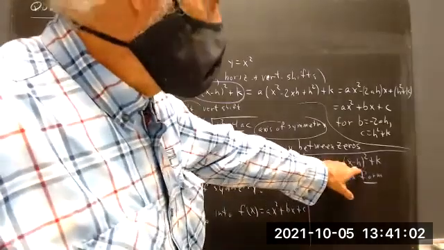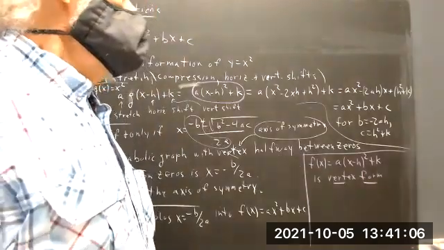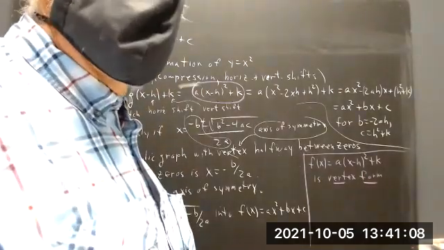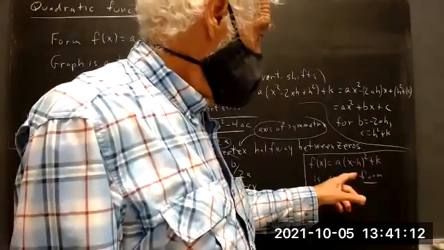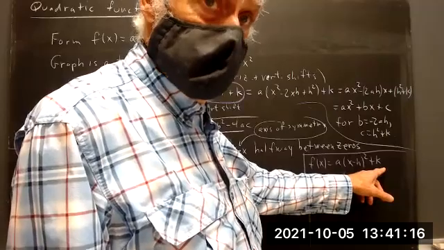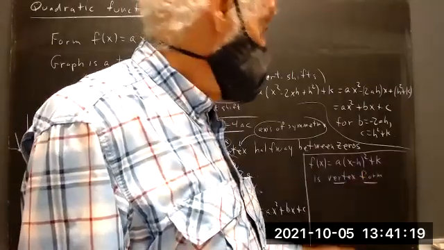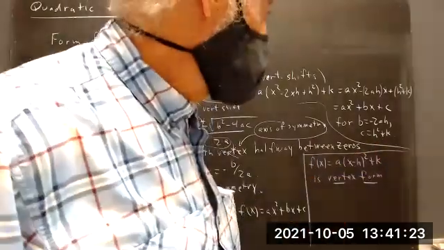f of x equals a times x minus h squared plus k is your vertex form. The advantage to the vertex form is that you immediately see what your horizontal and vertical shifts are. So you immediately know where the axis of symmetry is, and you immediately know where the vertex is.